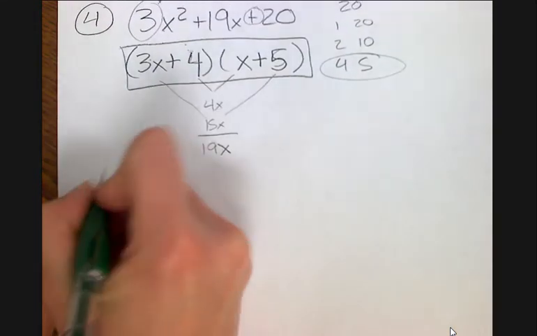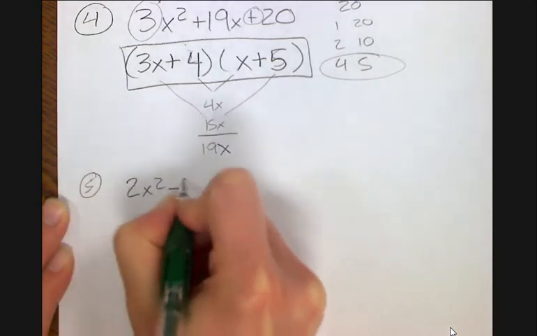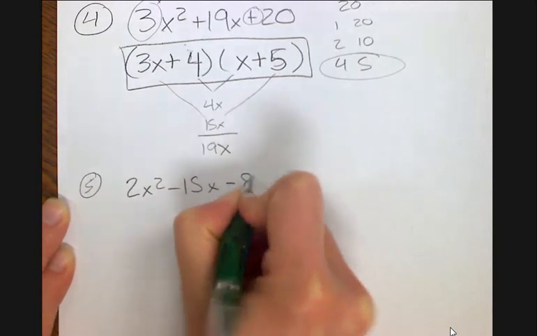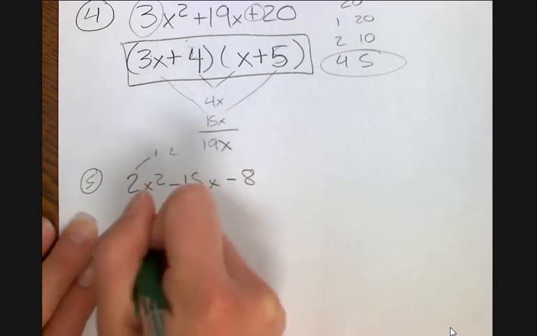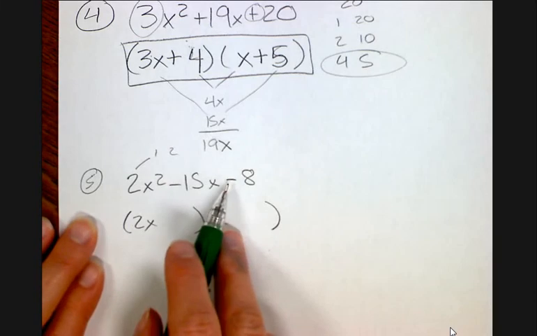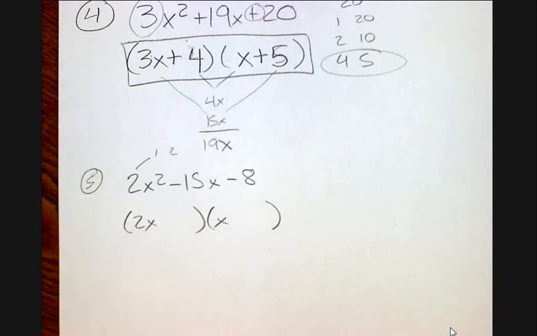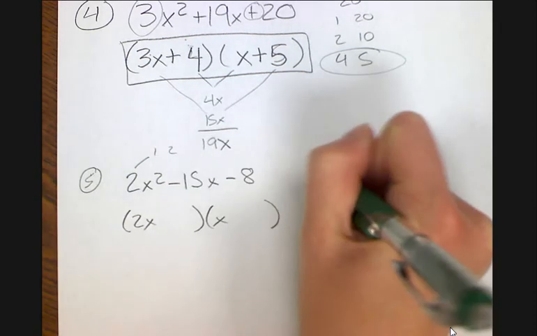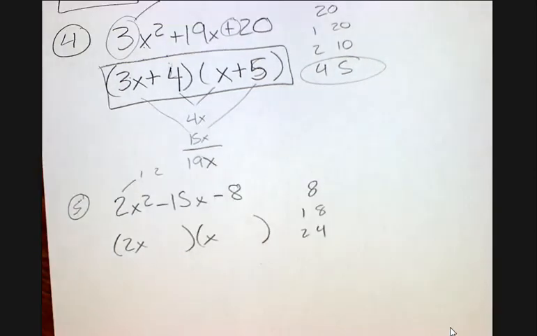Number 5, we have 2x squared minus 15x minus 8. And again, we can tell that this is broken up into 1 and 2, so one of them is going to be 2x, the other one is just x. The signs are different, and we don't know if plus is here and minus is here or vice versa. We do not know yet. So we have to break up the factors of 8. So we have 1 and 8, 2 and 4, and those are the only factors of 8.